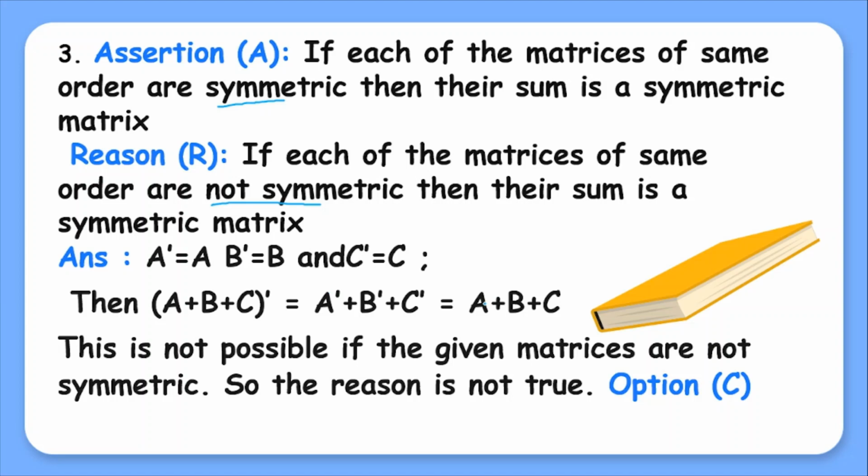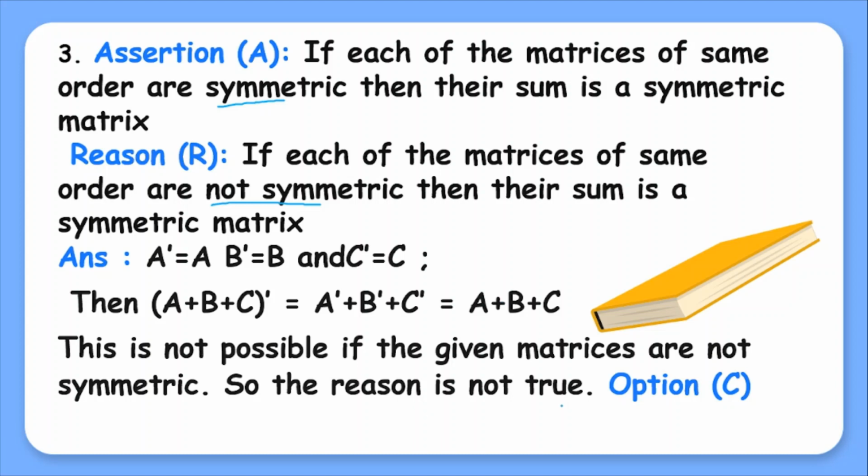So A dash will be A, B dash will be B, C dash will be C. So the transpose of the sum of the 3 matrices is equal to the same sum of the 3 matrices. So this is not possible if the given matrices are not symmetric. If these are not symmetric, this cannot be possible, right? A plus B plus C, the whole transpose will be A dash plus B dash plus C dash only. It will not again become A plus B plus C.